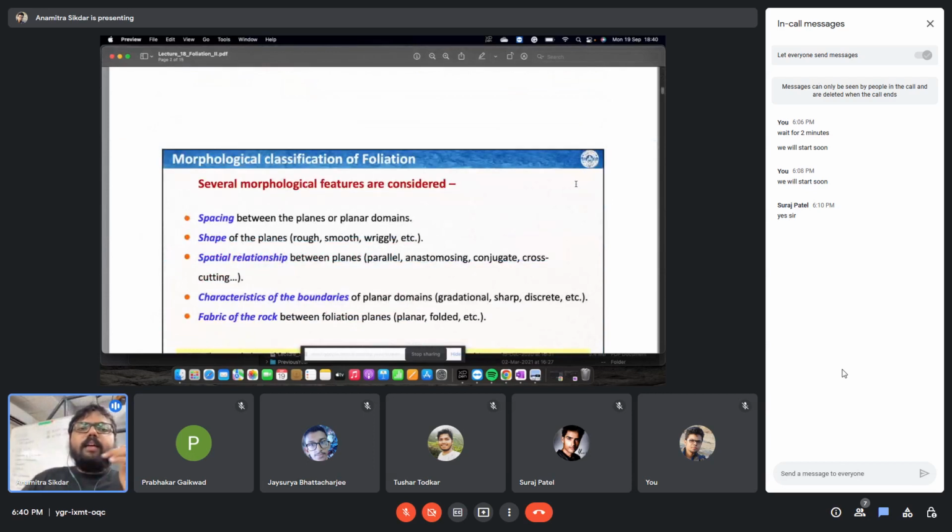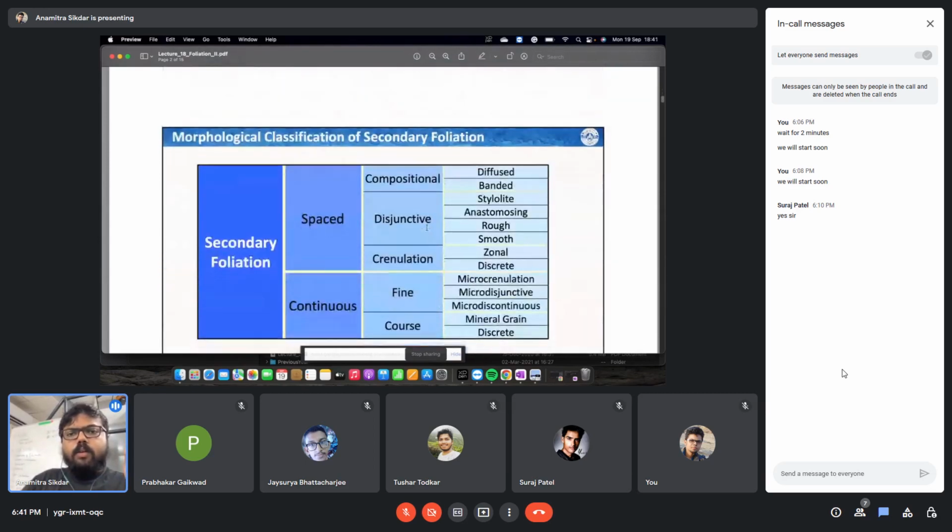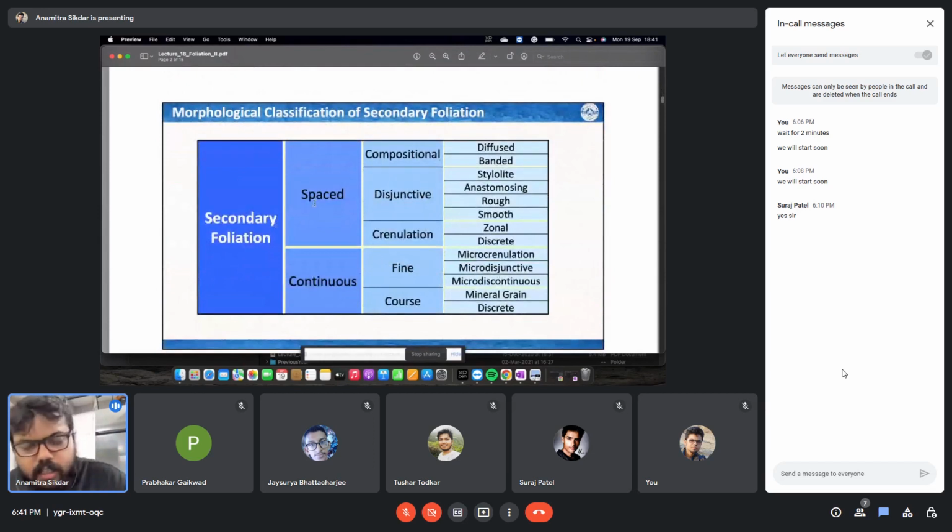As I said, there are different kinds of foliations. It is written here, explicitly defined, what is spacing, what are the spatial relationships, and all those things. So secondary foliation can be spaced or continuous. What is meant by spaced? Suppose it's like a dotted line or a dashed line, right? In school or in college, we have always seen dotted lines to note something. So in rock also, these foliations might not be continuous.